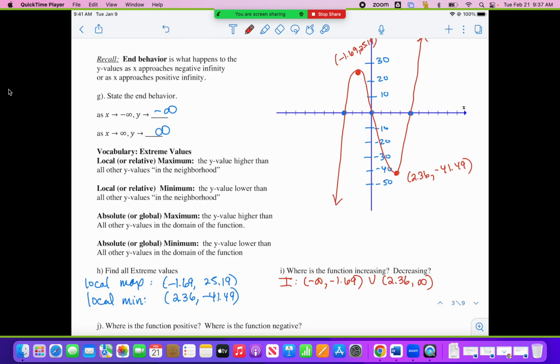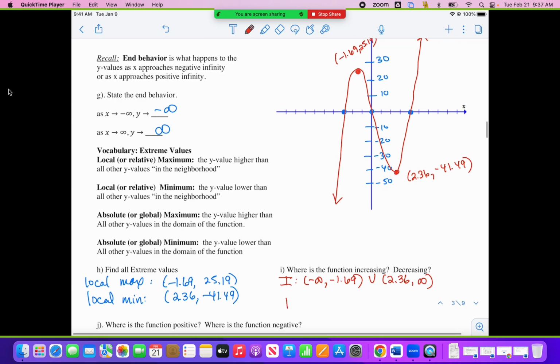Now, where is the graph decreasing or falling? It falls between the max and the min. We're going to use the x coordinates to describe decreasing. So that's going to be negative 1.69 to 2.36. The graph falls between those two x values.